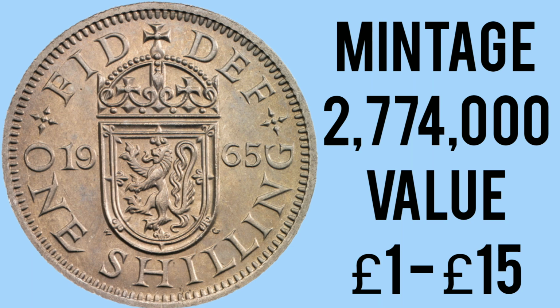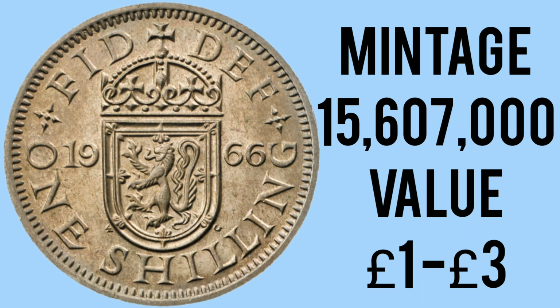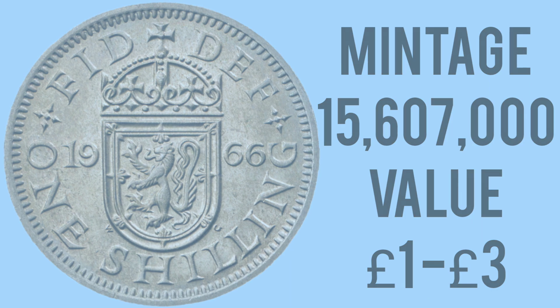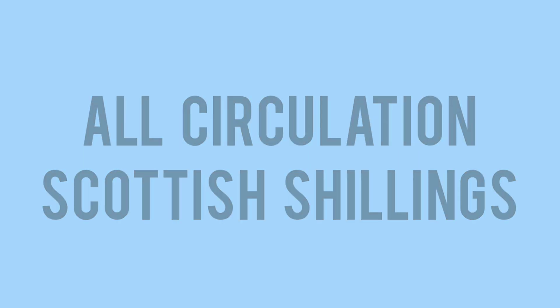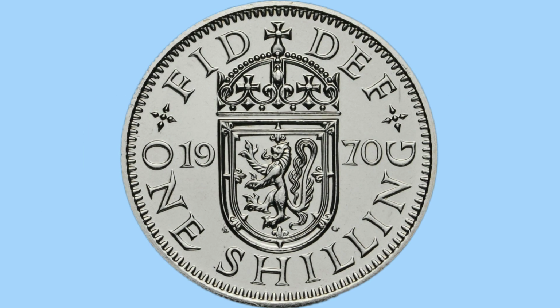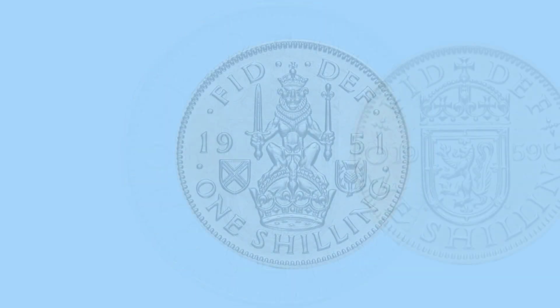We now come to 1966, the last year they were ever minted for circulation. As with all shillings, Scottish and English stopped production for circulation in 1966. So there you have all circulation Scottish shillings. There was a Scottish shilling released as part of the 1970 proof set as a farewell to pre-decimal coins, both being in the set, the English and Scottish varieties with this same design.